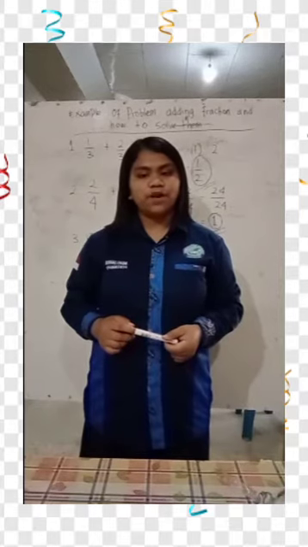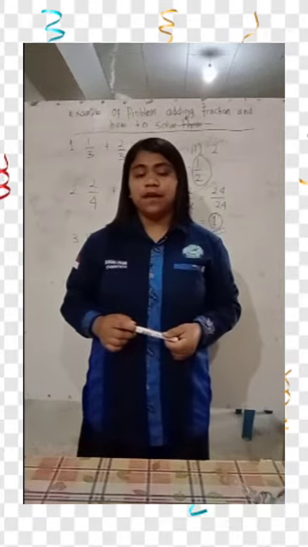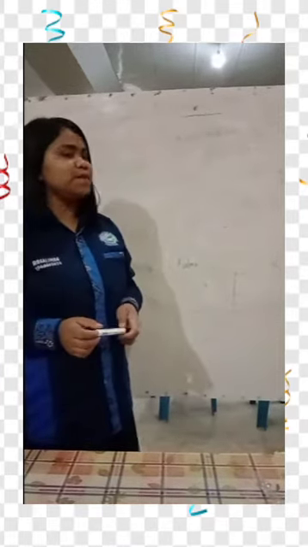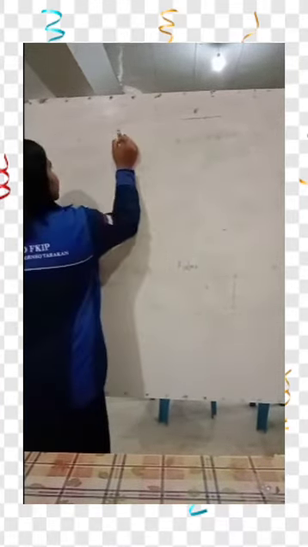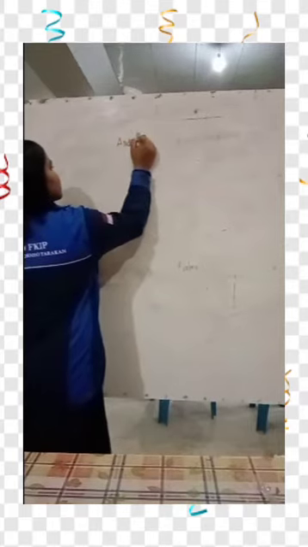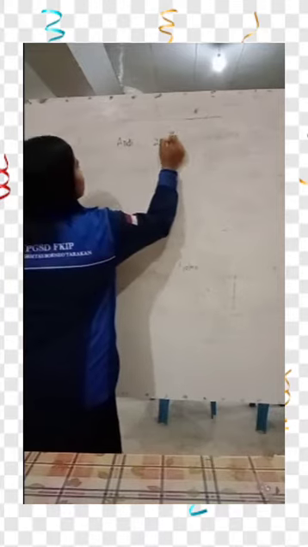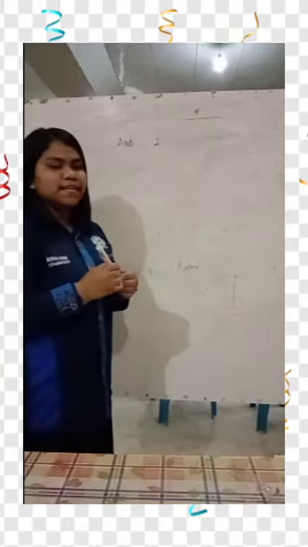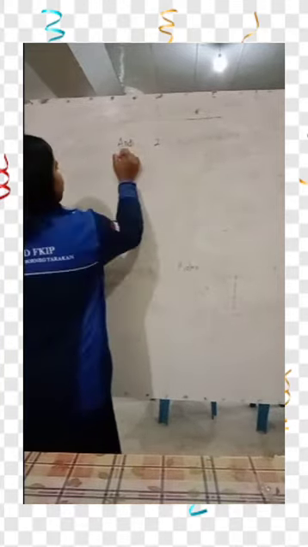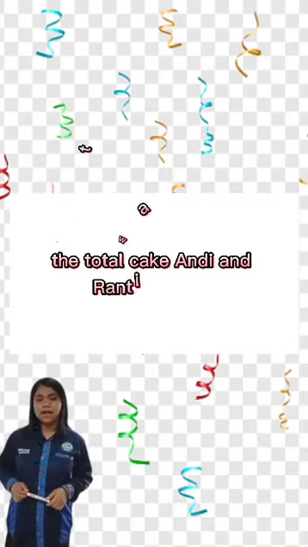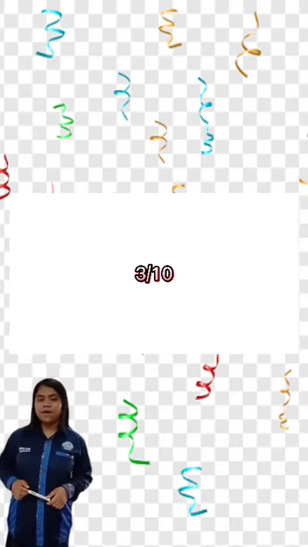How much of the cake have Andi and Ranti eaten? Andi ate 2/10 of the cake, while Ranti ate 1/10 of the cake. So, the total cake that Andi and Ranti ate was 3/10.